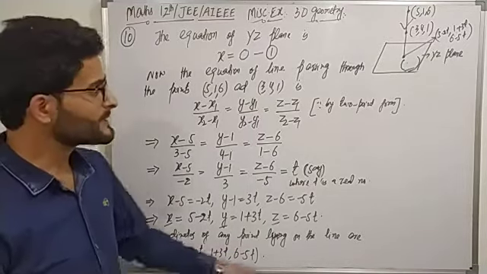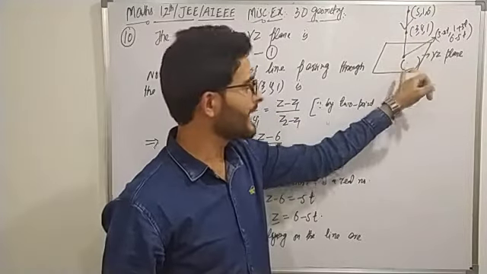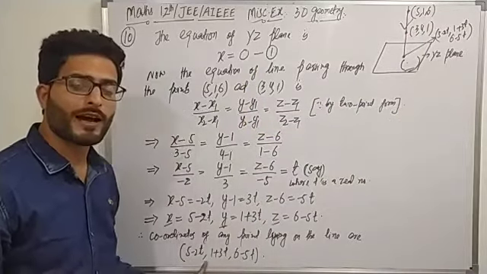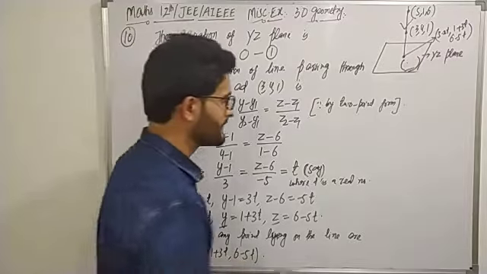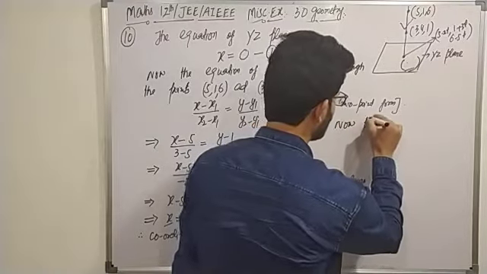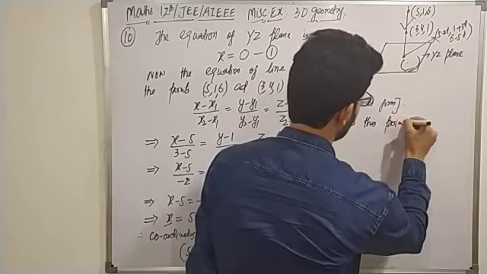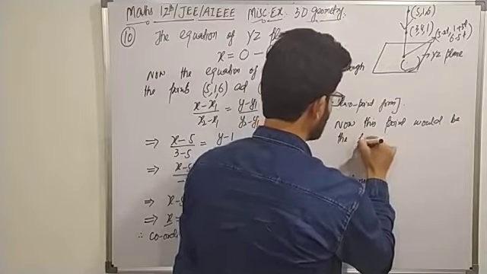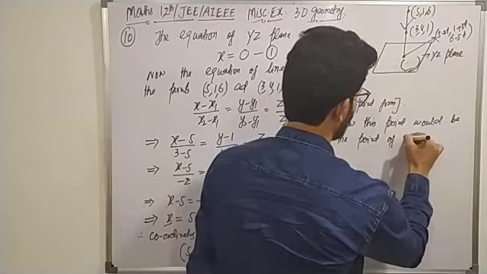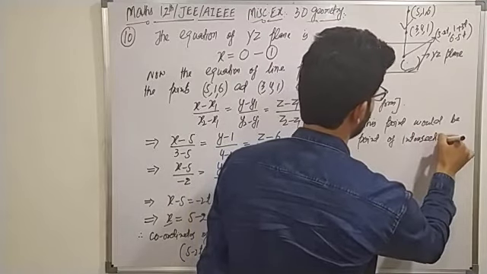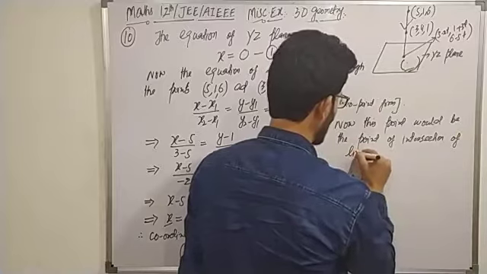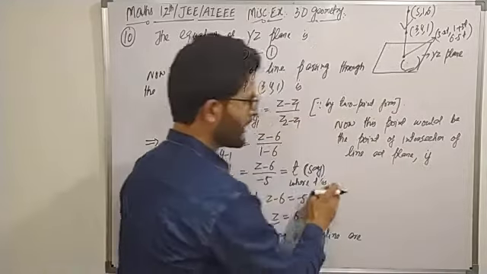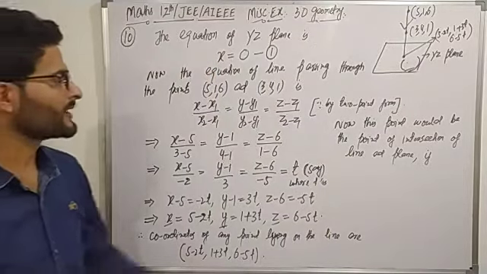Is that clear? Now this point also lies on this line, but this point is the point of intersection of line and plane. Now this point would be the point of intersection of line and plane if this point satisfies the equation of the plane. So what is the equation of the plane?